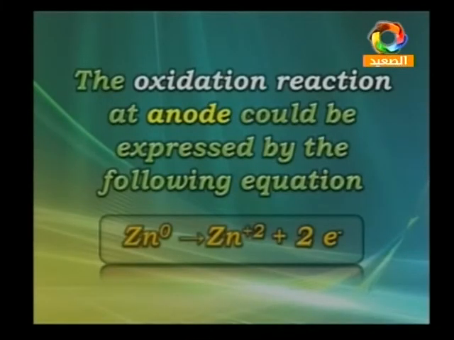Oxidation at the anode could be expressed by the following equation: Zn0 gives Zn2+ plus 2 electrons. Again, this is an oxidation reaction that happens at the anode. It is a half equation because this reaction happens in half of the Daniell cell, half of the galvanic cell. So Zn0 changes into the Zn2+ ion plus 2 electrons. These 2 electrons are lost by the zinc and it changes into a positive 2 ion.